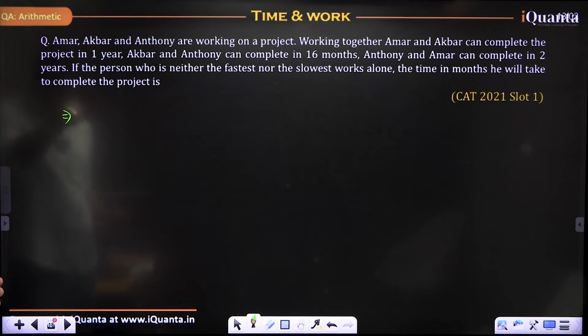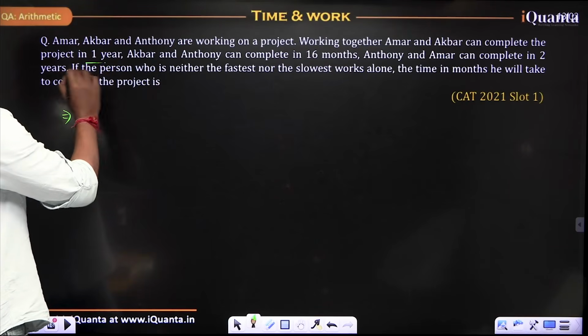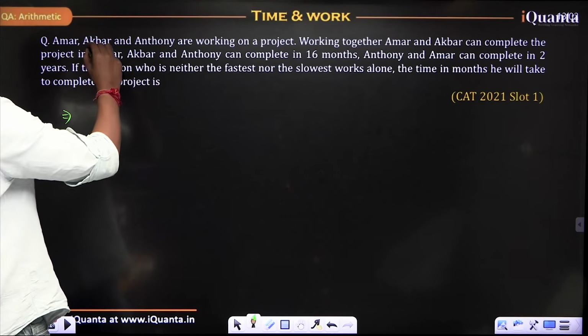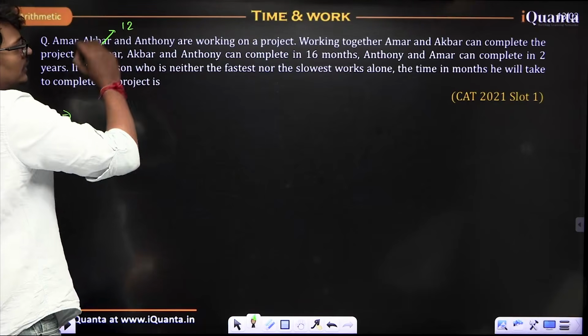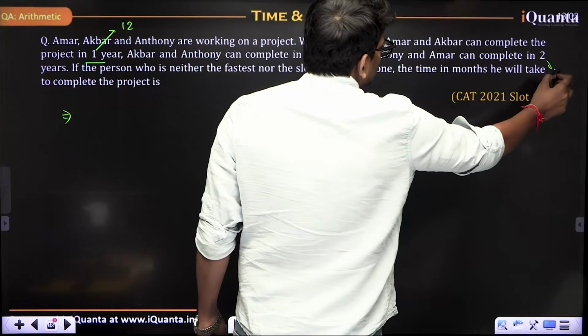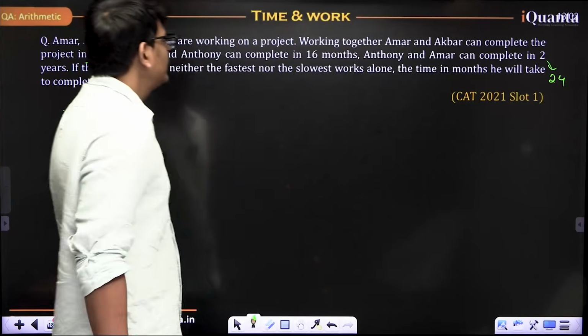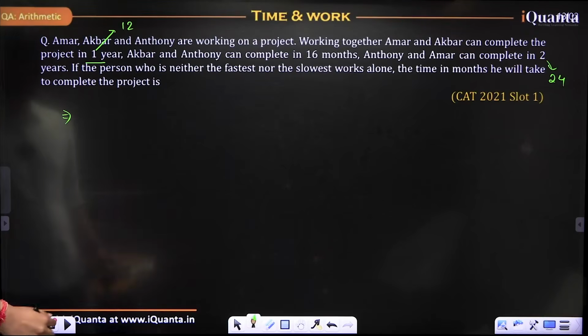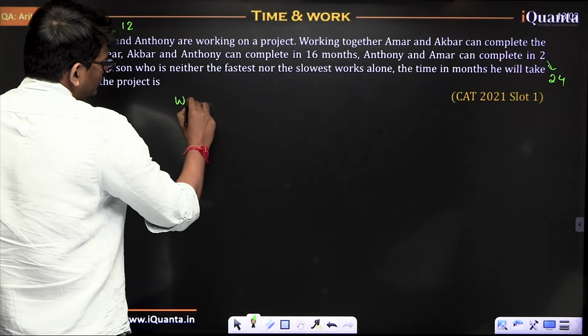Amar, Akbar and Anthony are working on a project. Working together, Amar and Akbar can complete a work in 1 year. Since months are being discussed, I can say this is 12 months and this is 24 months. So let's take the LCM of 12, 16 and 24. I can see 48 units. Work is 48 units.